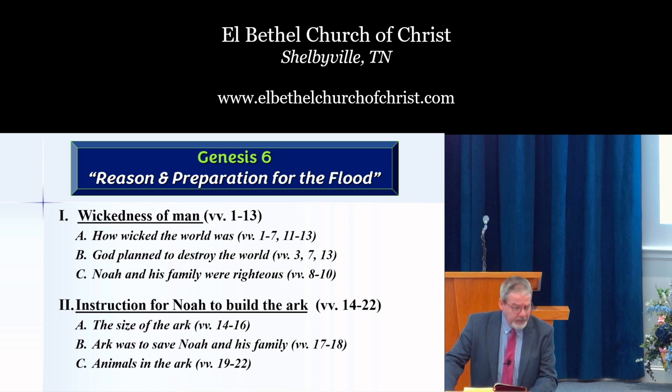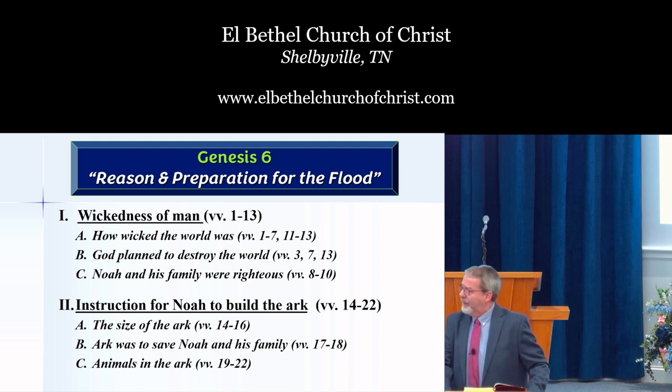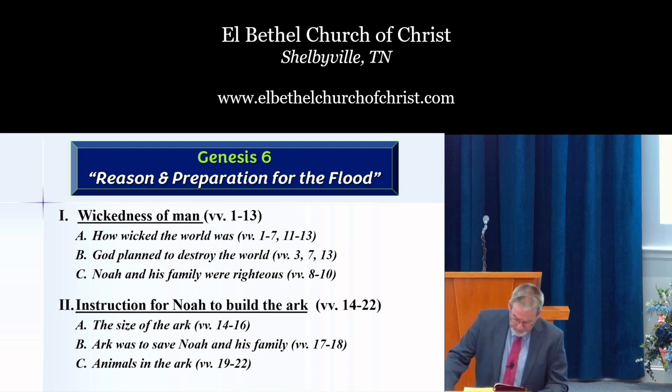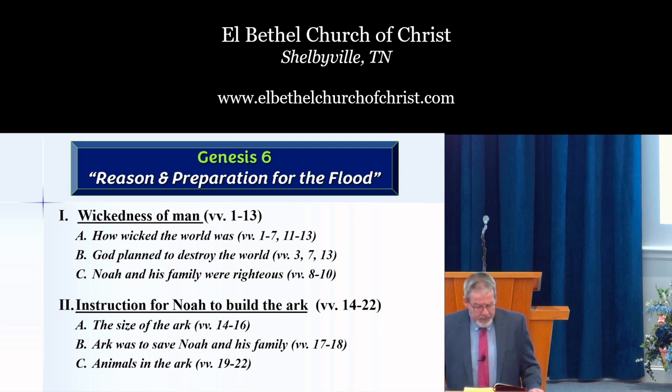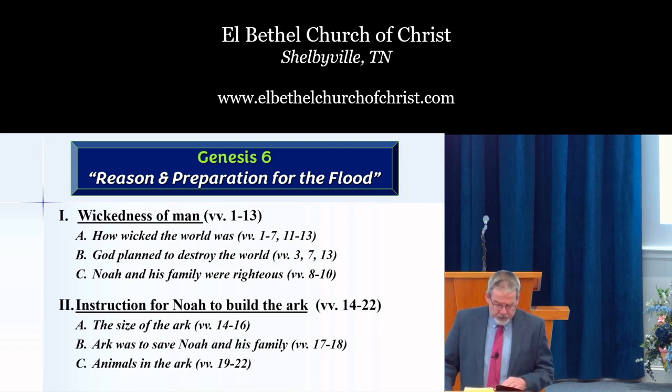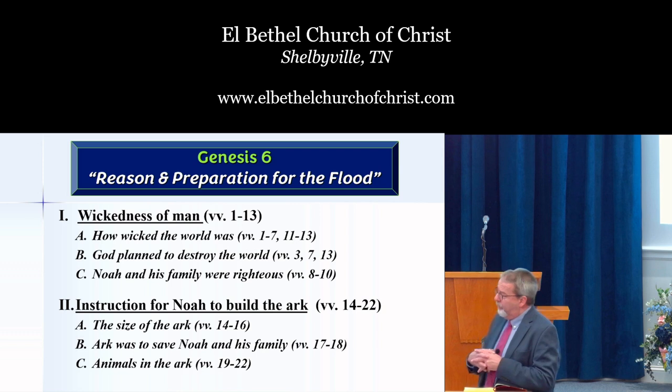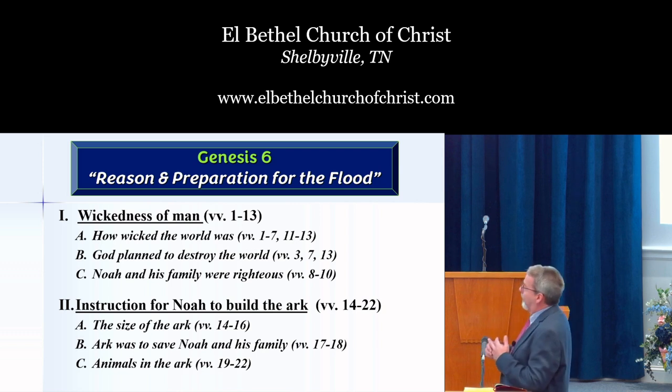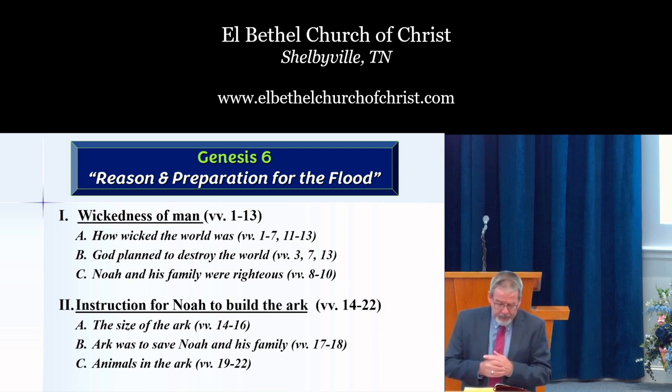I take it that the sons of God had reference to those who are righteous, and the daughters of men would be those of the world, those who are wicked, those who are not righteous and not living in harmony with God. Verse 3, I want to come back to in a little bit. We'll put that in our second category, that God planned to destroy the earth.